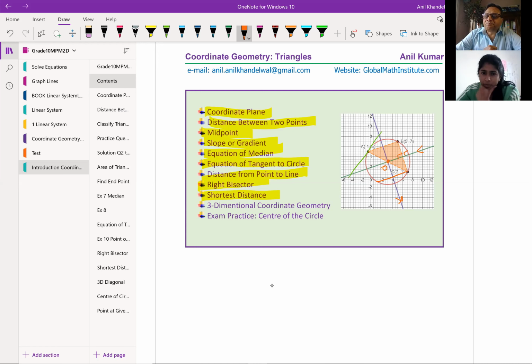You get the idea? Wait, what's a perpendicular bisector? I haven't heard the term before. So we'll go through that perpendicular bisector also.